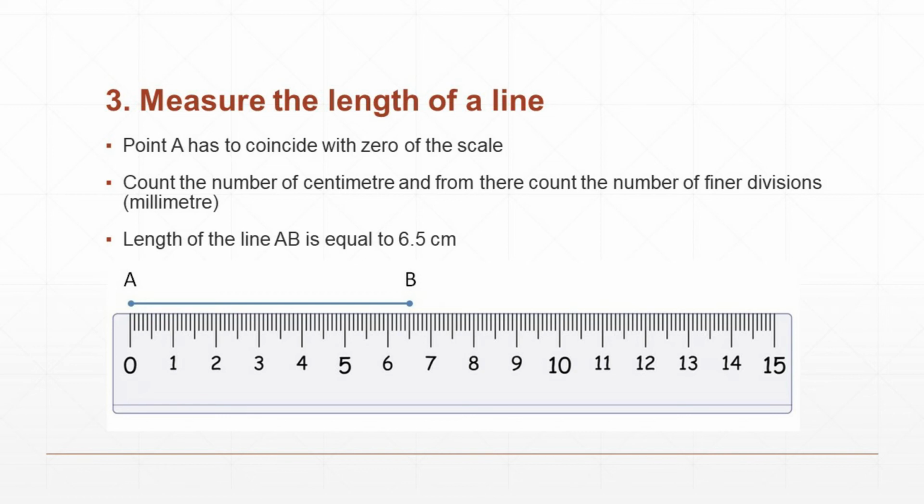Now let us measure the length of a line. The point A has to coincide with 0 of the scale. Now count the number of centimeters, and from there count the number of finer divisions. The count of the divisions is the millimeters.